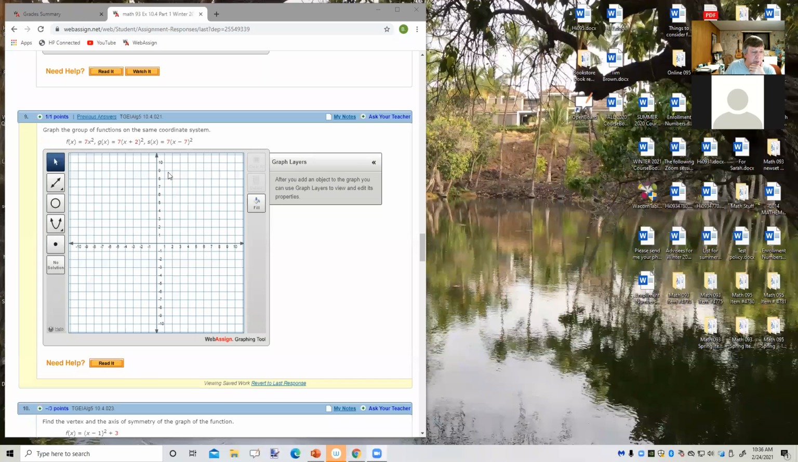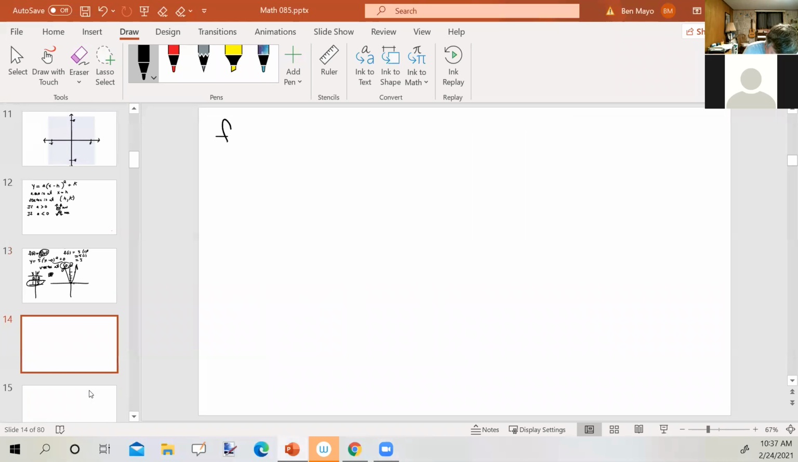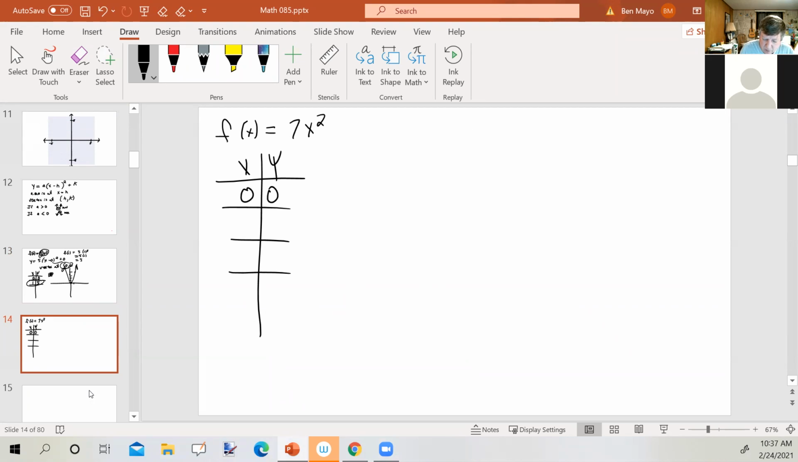here is another example. Instead of it being 5x squared, it's 7x squared, okay? But let's take a look at that scenario. So first of all, I'm going to go back to my whiteboard screen again. And let's consider f of x equals 7x squared, okay? So the vertex is at the origin, okay?